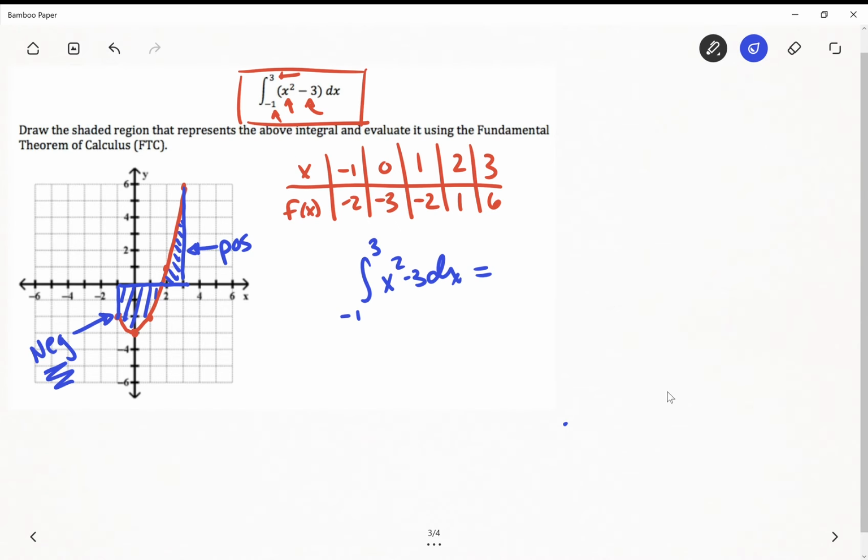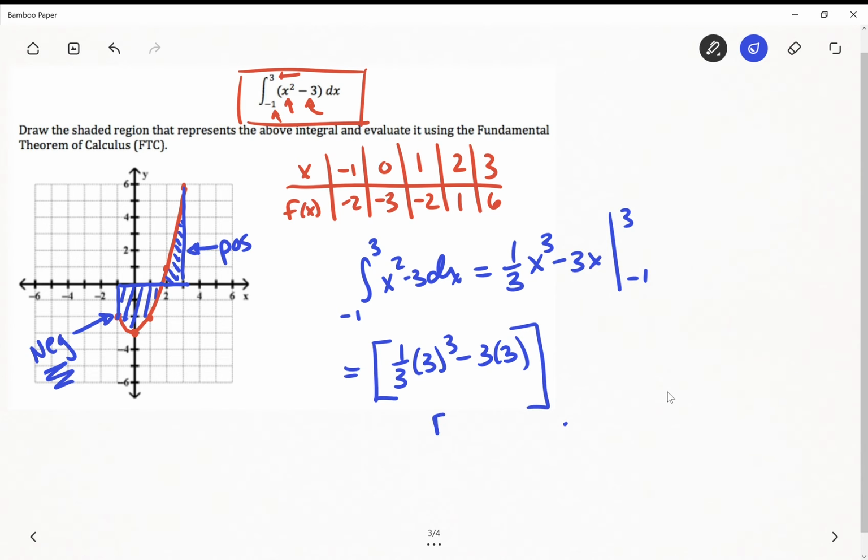So the antiderivative of x squared minus 3 is 1/3 x cubed minus 3x, and then we keep our bounds of integration. We plug them in using the fundamental theorem of calculus. Plug in the top bound first. So this is our f of b minus, plug in the bottom bound next. This is minus our f of a.